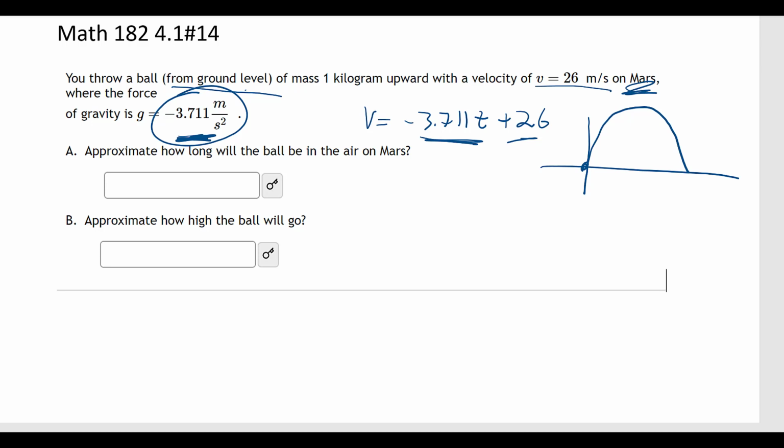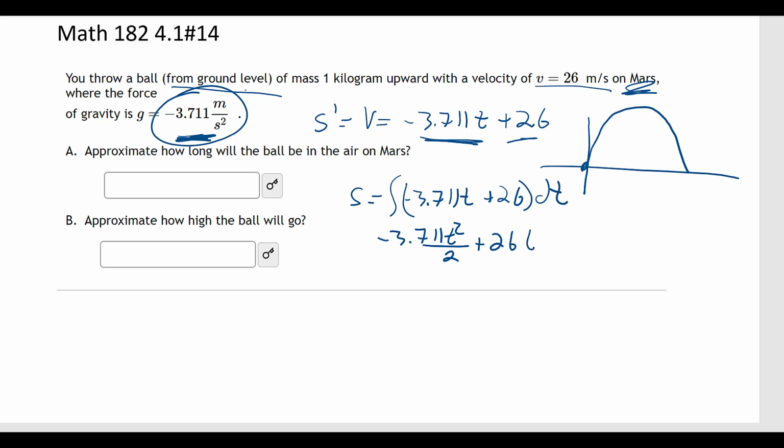So just recall that the derivative of the position function is the velocity function. So our position is going to be the integral of negative 3.711 t plus 26 dt. And trust me, you need that second one to match up the answers. I was off a little bit, and I realized I didn't have the 2 ones. So that's going to be negative 3.711 t squared over 2 plus 26t. That's our position function as a function of t.